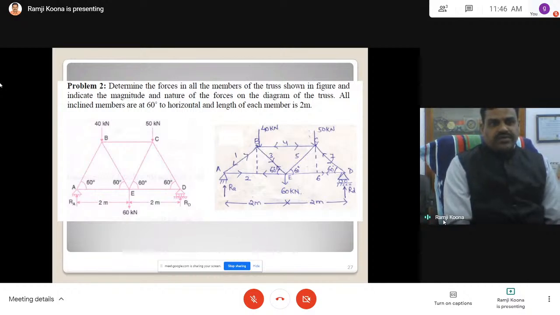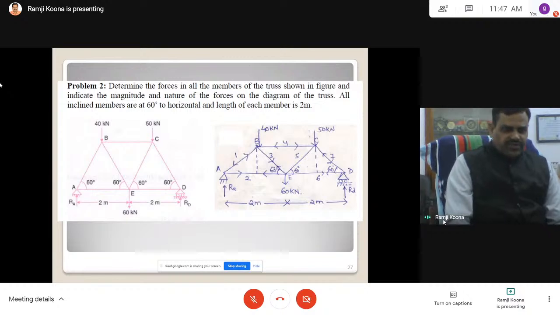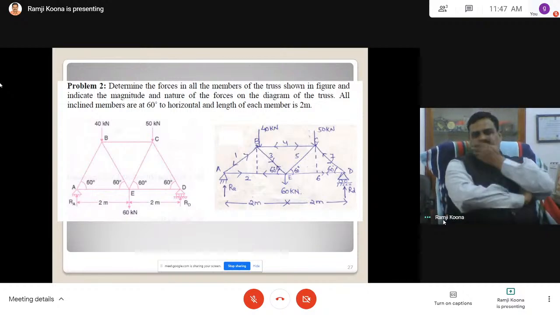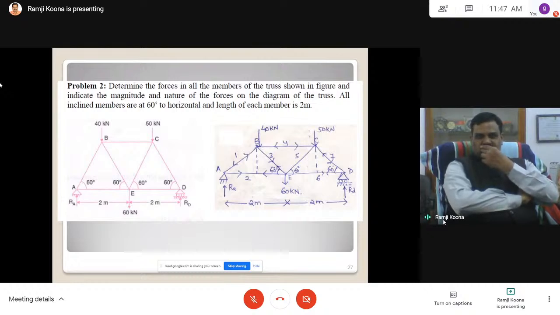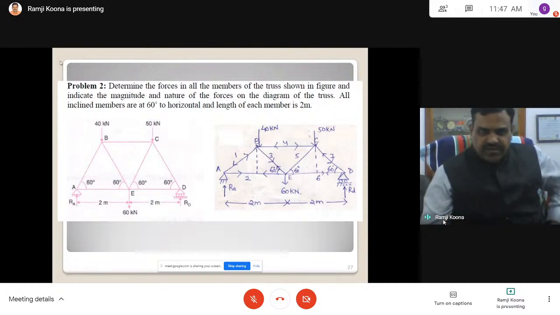This is the diagram of the given truss. All inclinations are at 60 degrees to the horizontal, which makes equilateral triangles, and the length of each member is 2 meters. Sides are equal, angles are equal, all are equal in the triangle. First we are concentrating on the method of joints only. Determine the forces in all the members of the truss shown in figure. This is the final diagram given for understanding purposes.